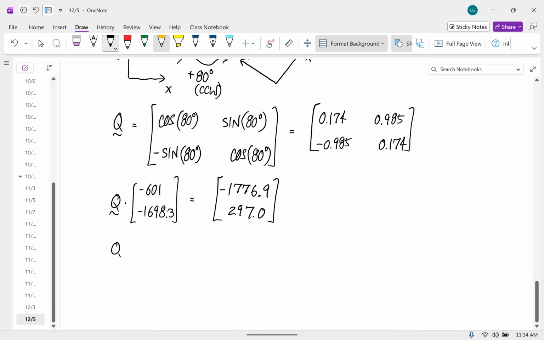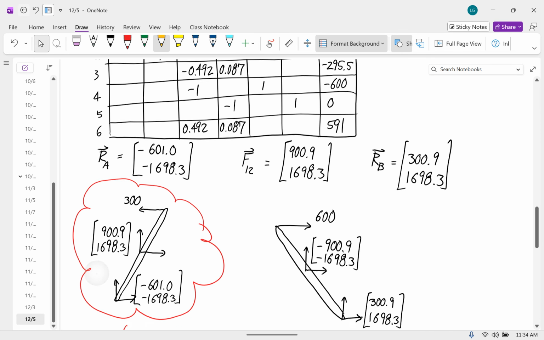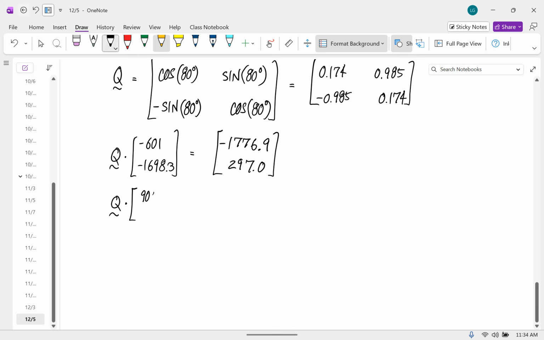Okay, and then do it for the next one. So Q, same Q times 900.9, 1698.3, and this one spits out 1828.9, negative 592.3. And then do it for the last one.